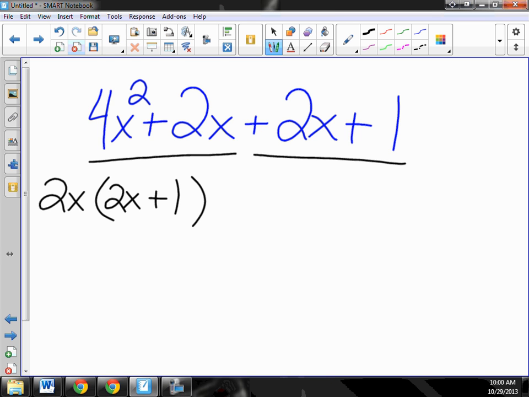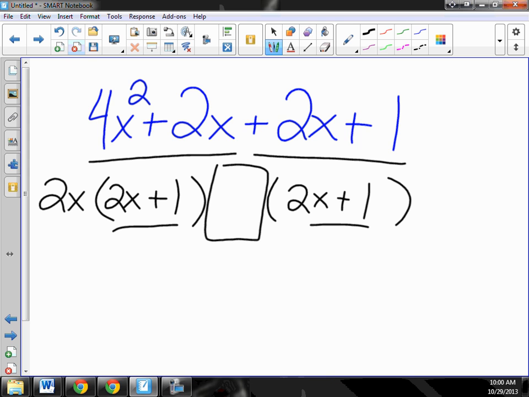Can I pull anything out of this? No. Nothing goes into 2 and into 1 except, so this is already 2x plus 1, and they match. Well, what goes here? No, not 0. 1 plus 1. You can always pull out a 1. If I pull a 1 out of here, does that change it? No. If I pull a 1 out of here, does that change it? No.